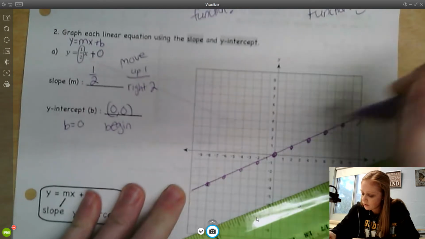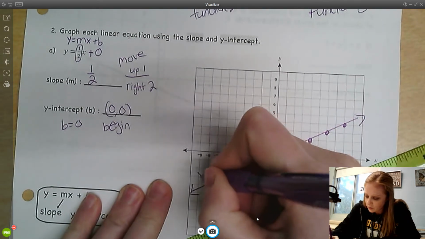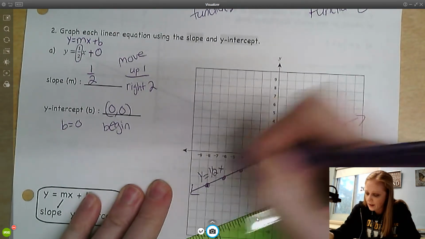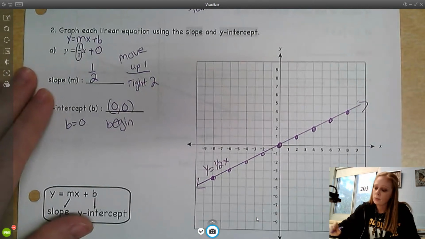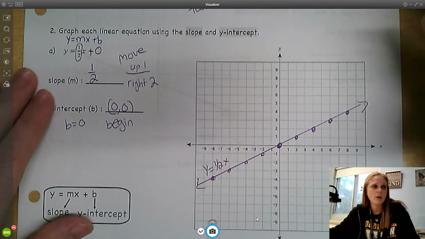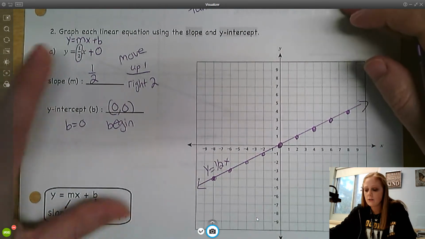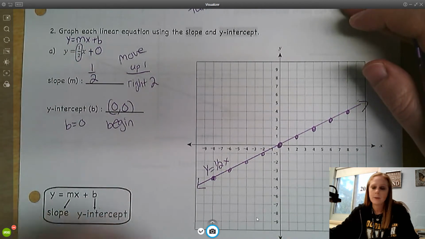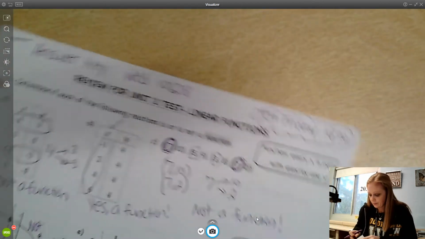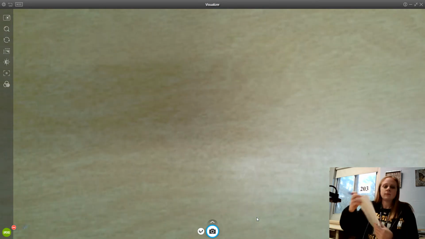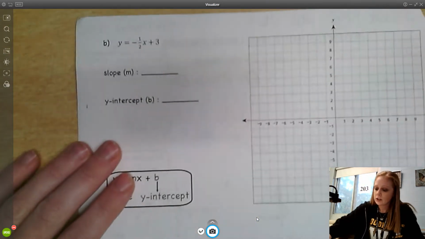And we should have a nice line with some arrows, and we label it y equals 1/2 x. Double check the slope. It's going upward as we go from left to right, so it's a positive slope, and sure enough, our m is a positive number. Okay, let's try another one.